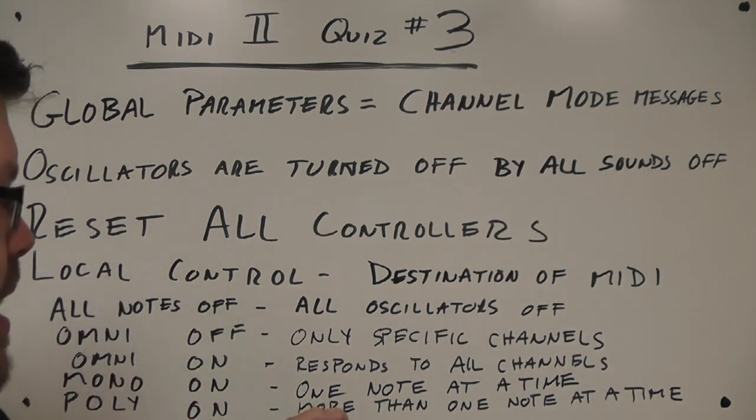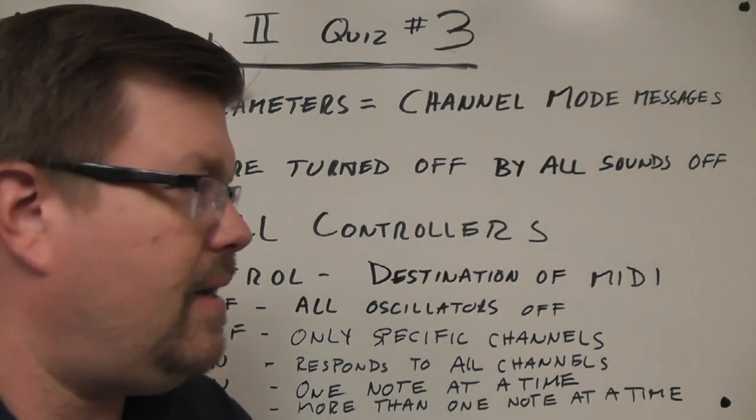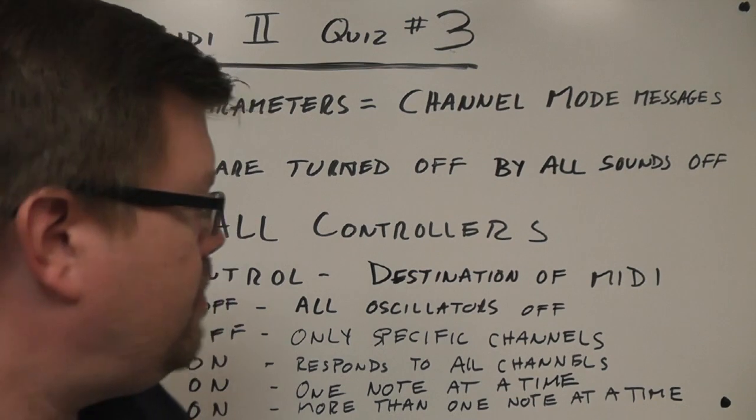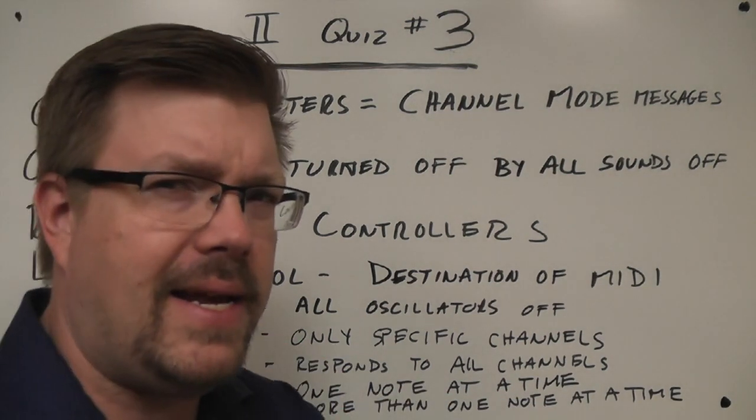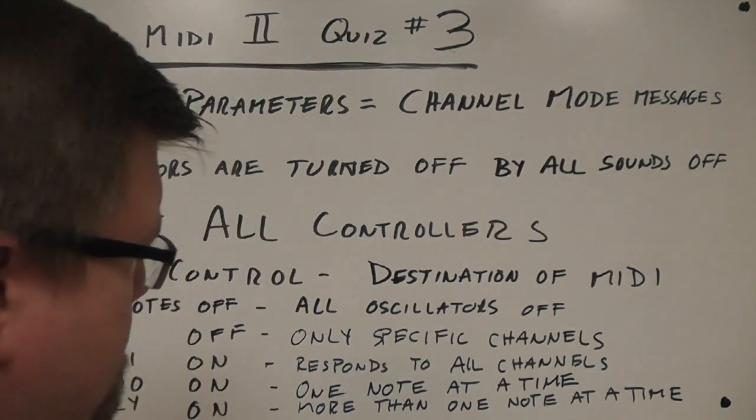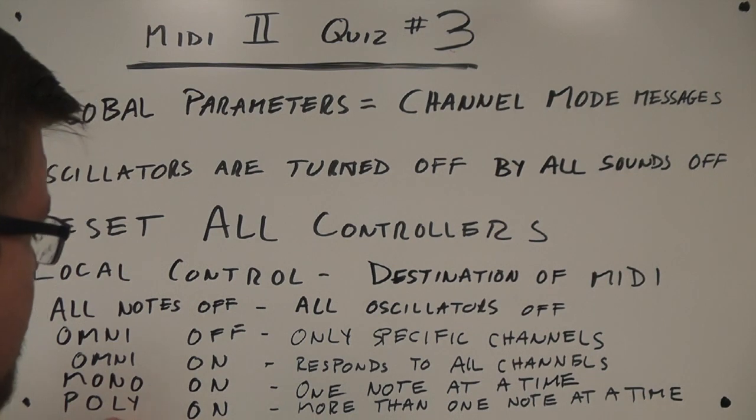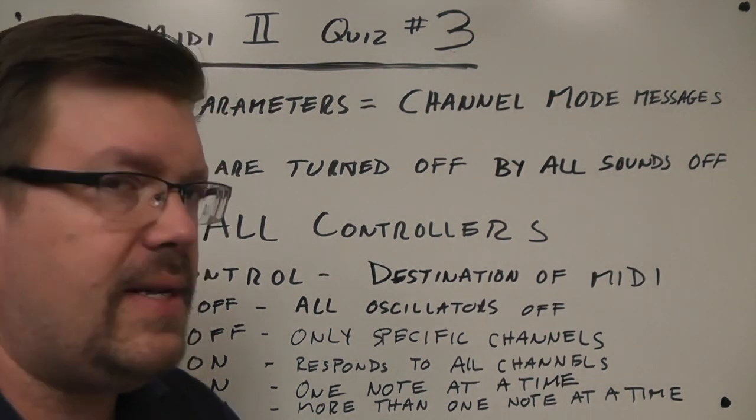Mono on, that would be one note at a time. We talked about monophonic a quiz or two ago, and you can set that in here. Why anybody has that anymore, I'm not exactly sure why you would need that. So the opposite of that would be poly on, polyphonic on, so more than one note at a time.